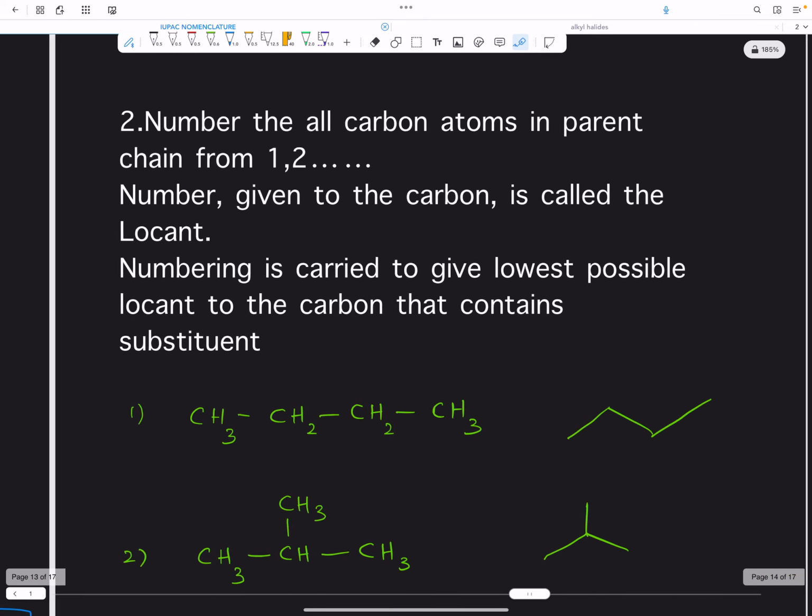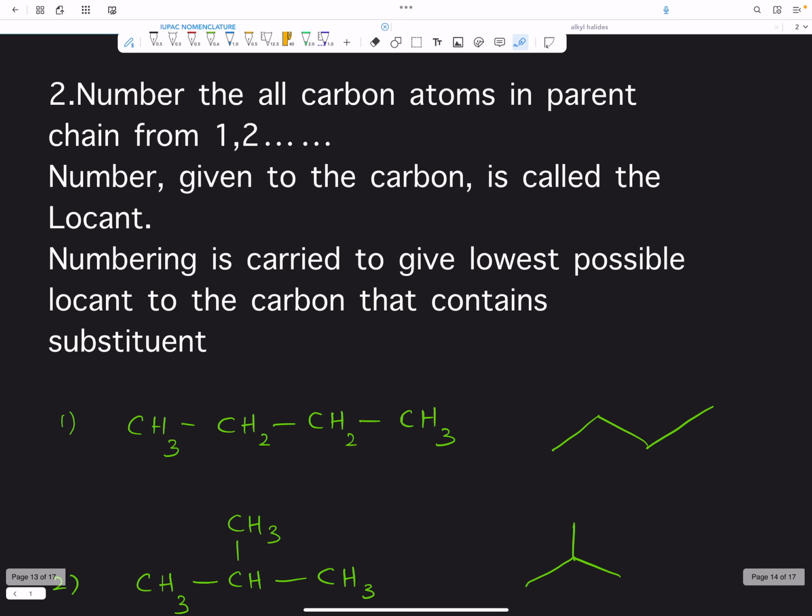Now we are going to the next rule. Number all the carbon atoms and parent chain from 1, 2, 3, 4 and so on. The number that is given to the carbon is called locant. Numbering is carried to give lowest possible locant to the carbon that contains substituents.